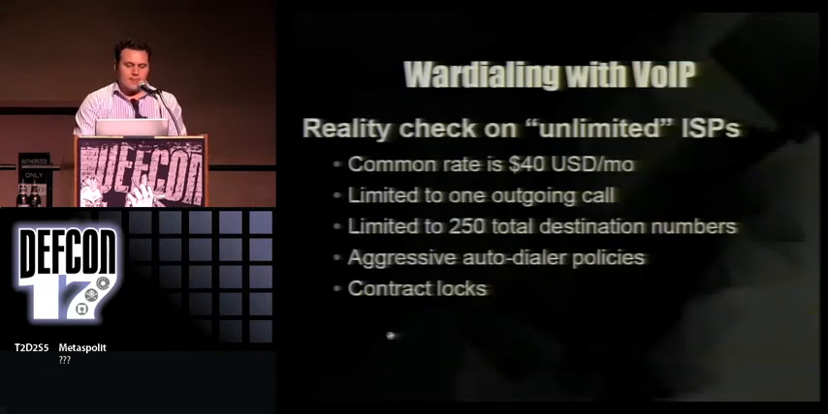So the reality check on these unlimited ISPs, like Magic Crack and all those other folks who sell you little unlimited dialing lines, is that they're not really unlimited. They limit you to one outgoing call. You're limited to about 250 total destination numbers, and they charge you basically $40 a month for it or $25 a month for it. And they have really aggressive policies on auto-dialing.